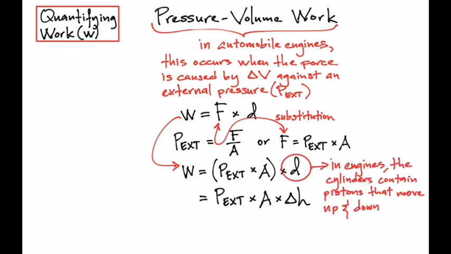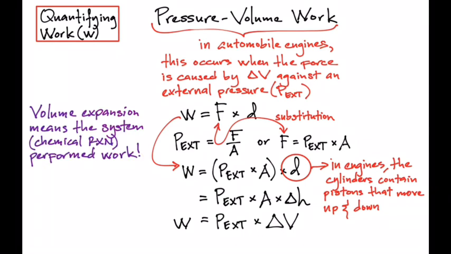And in automobile engines, the cylinders contain the pistons that move up and down, right? And so this is the change in distance that we're talking about. So it's essentially the height of that piston moving up and down. And so now we have a new equation here for work, which is pressure times area times the change in height. Now, if you look at this area times change in height, or area times height, this is basically volume. Area times another distance is volume. And so work in that case is pressure times delta V, or the change in volume.